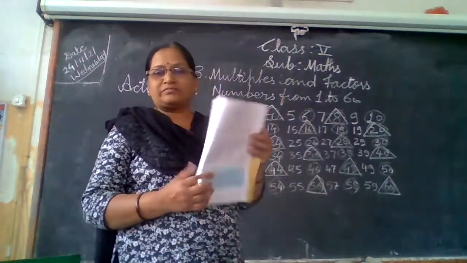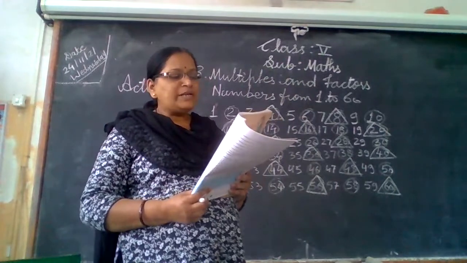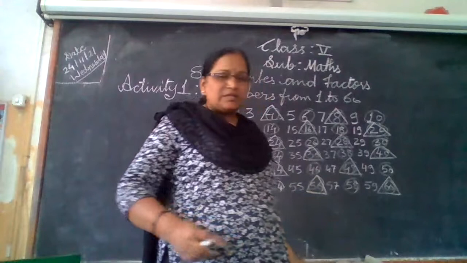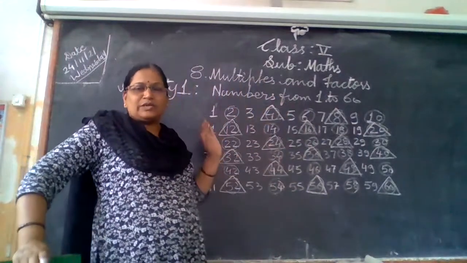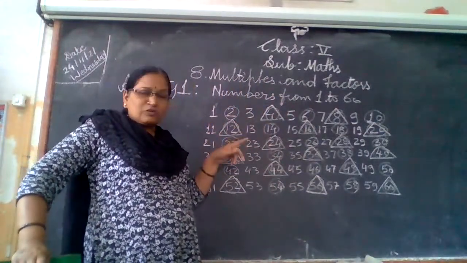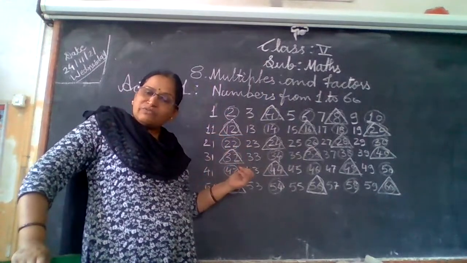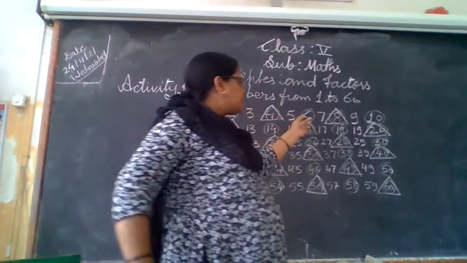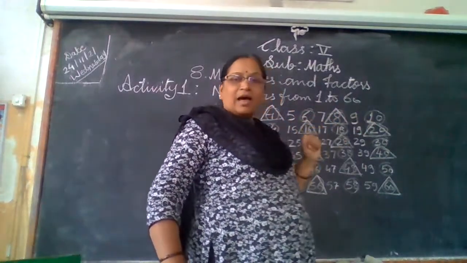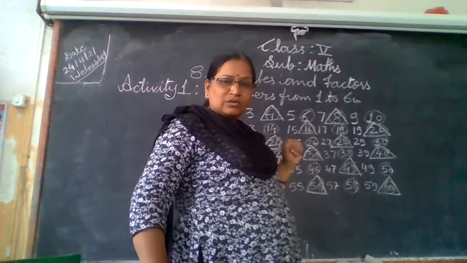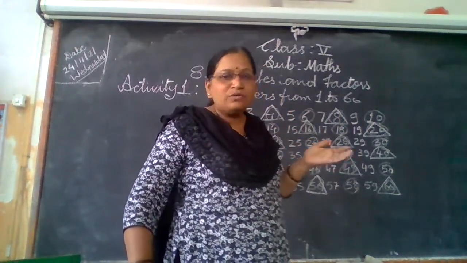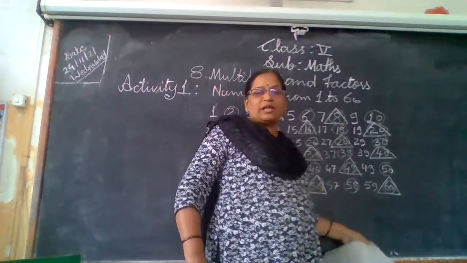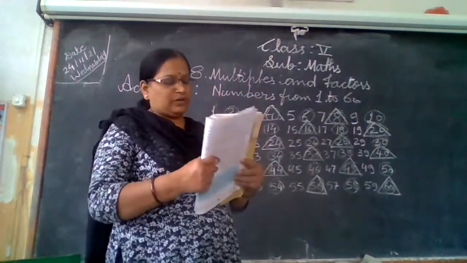Now next, are all multiples of 2 also multiples of 4? Whatever numbers from 1 to 60 are multiples of 2, are they multiples of 4? For example, 2, 6 and 10 are multiples of 2. So are they the multiples of 4? No. Not all the multiples of 2 are the multiples of 4.